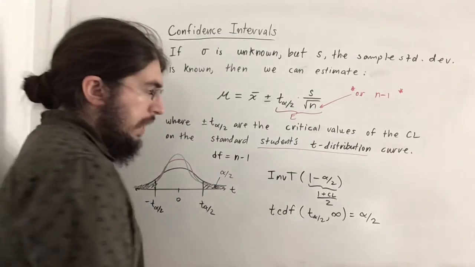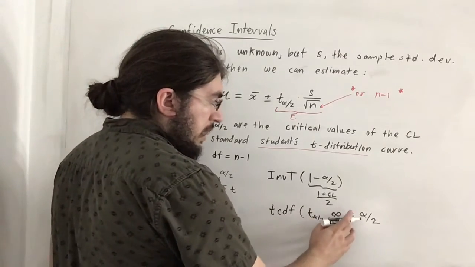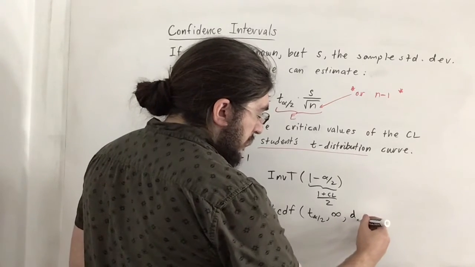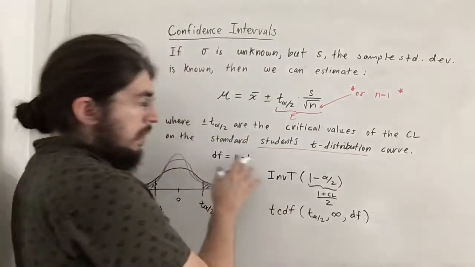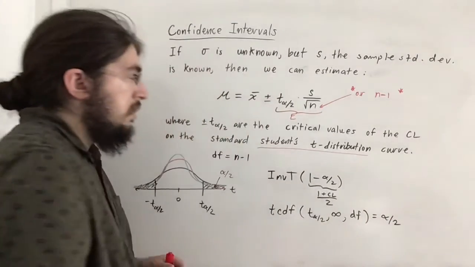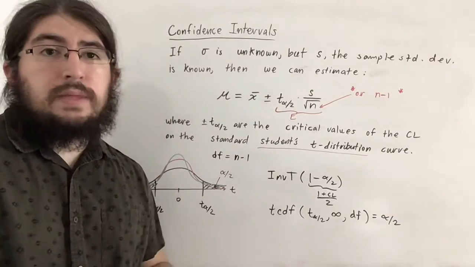So that doesn't sound too bad. Oh, also, by the way, for tcdf we need to input the degrees of freedom. So there's actually one more entry here, and that's our degrees of freedom, which again is one less than the sample size. And this will give us hopefully alpha over 2. So we'll take a look at one example of this, and that'll be the end for the video.